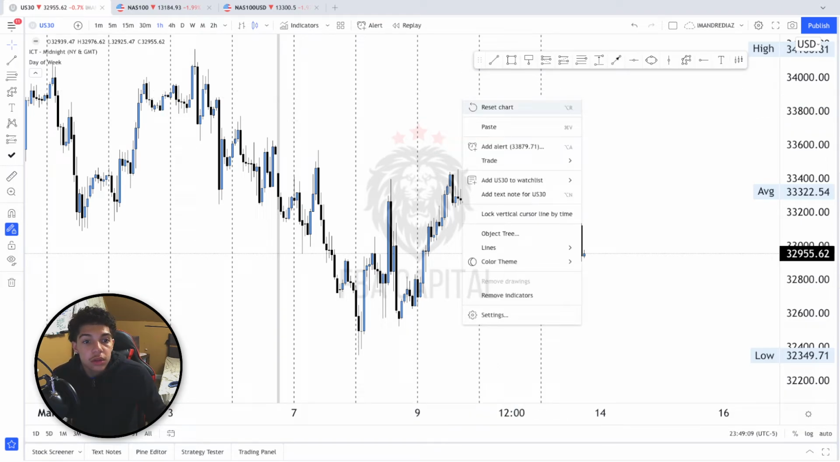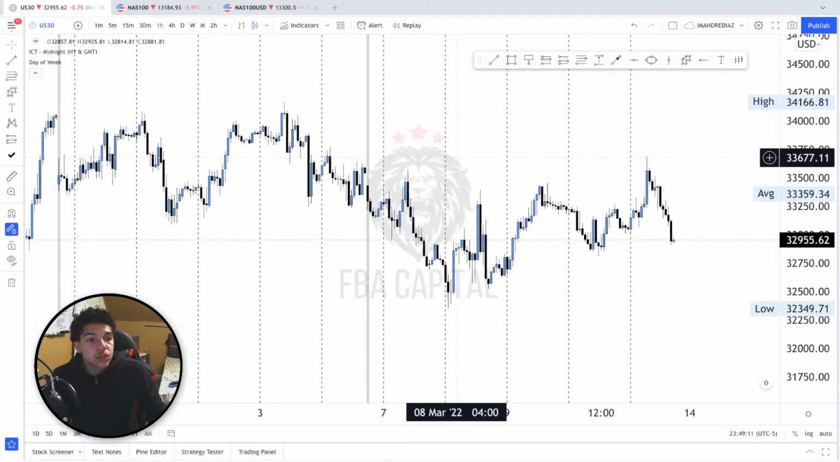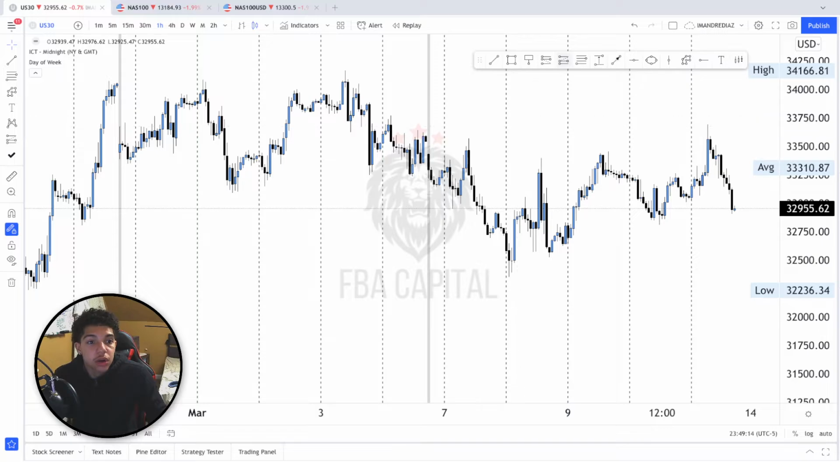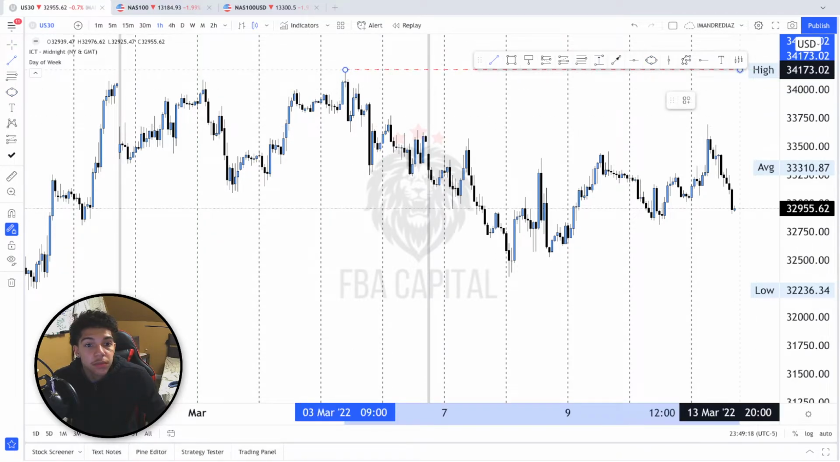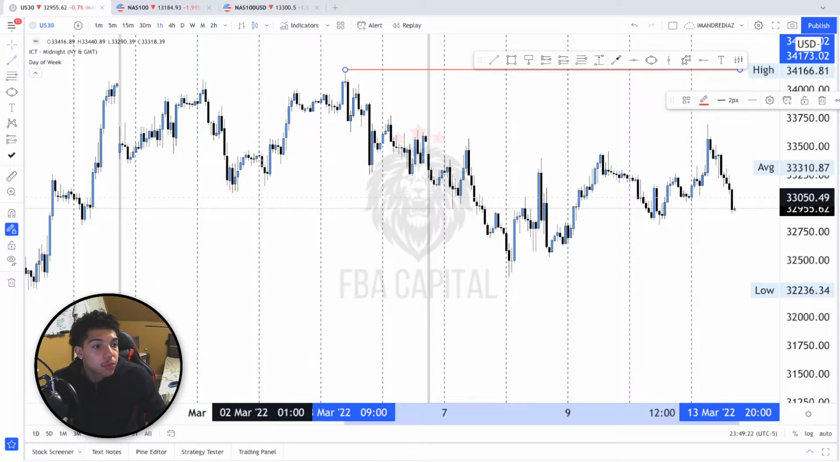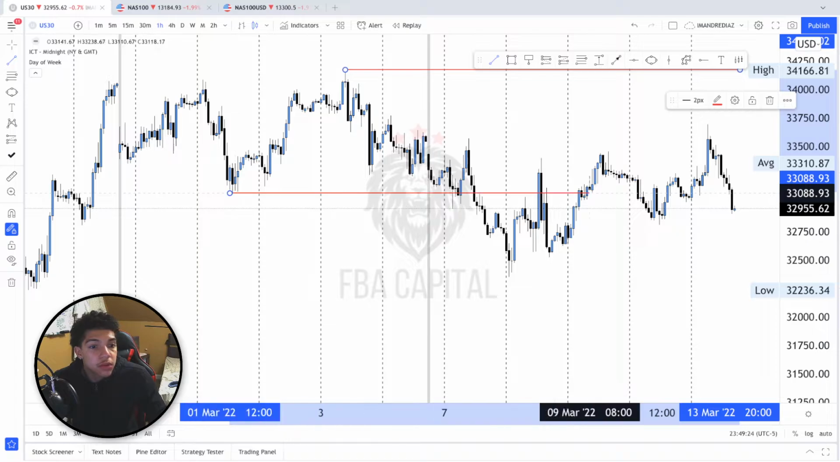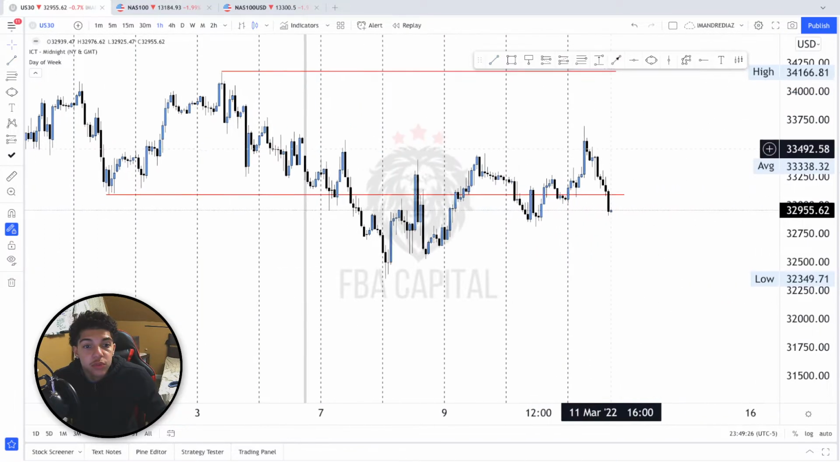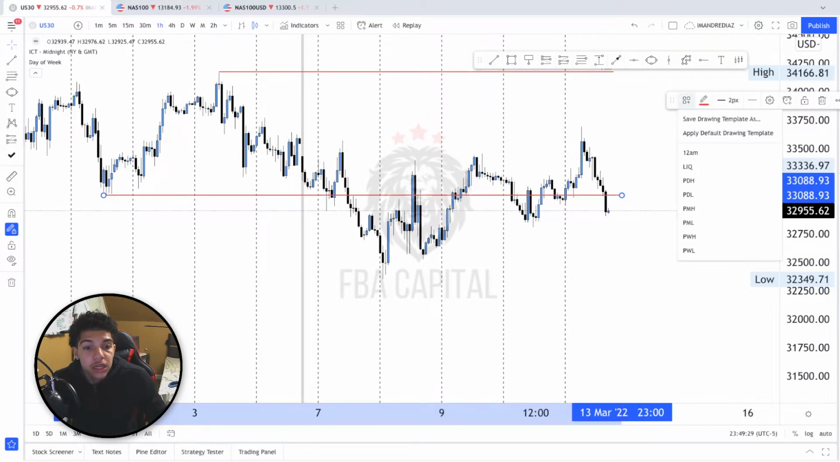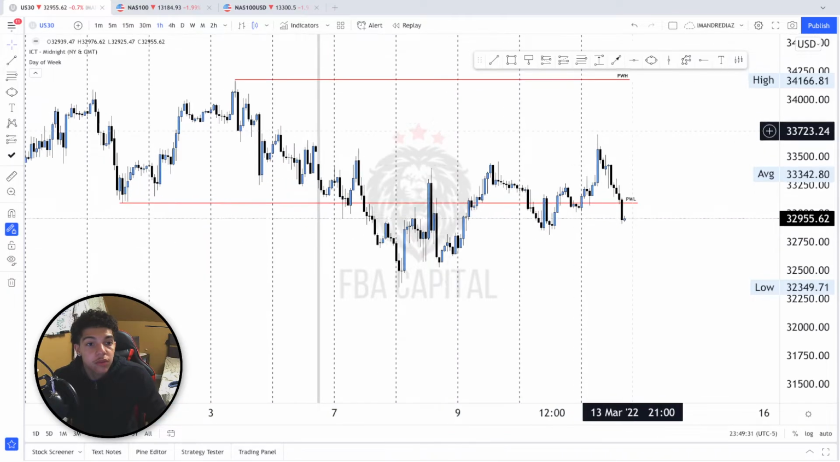So I'm going to do the same thing I always do with the daily range. I'm going to look at the previous week's high and the previous week's low. So we have the previous week's high up here. Then we have the previous week's low right down here. So as you can see, the previous week's low did get ran through. And what does that tell us? That it was overall a bearish week, for one.